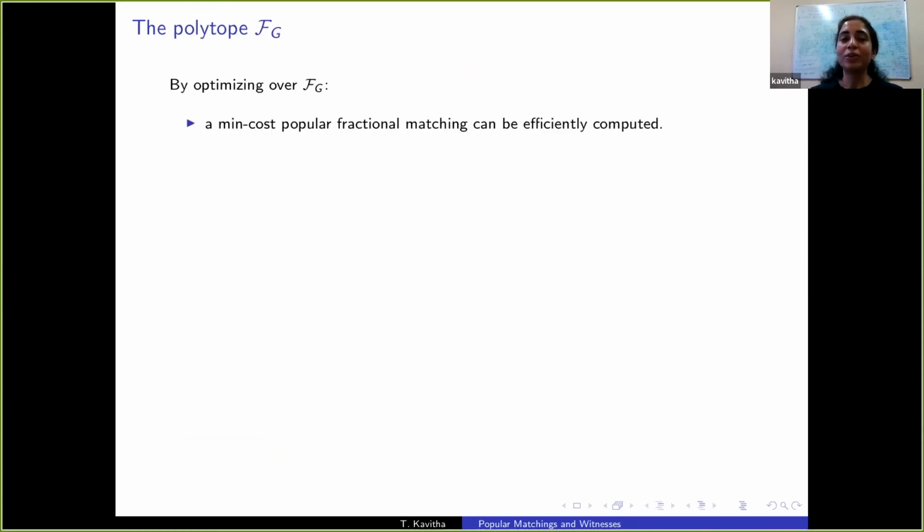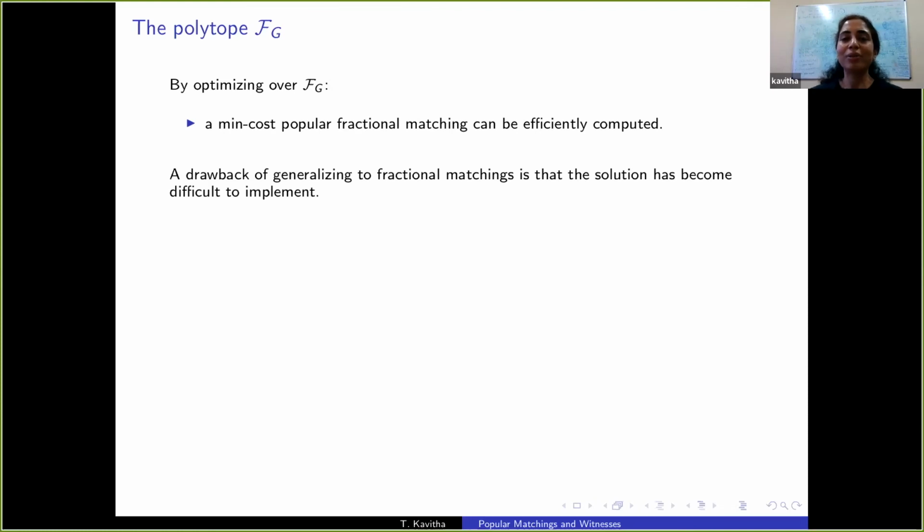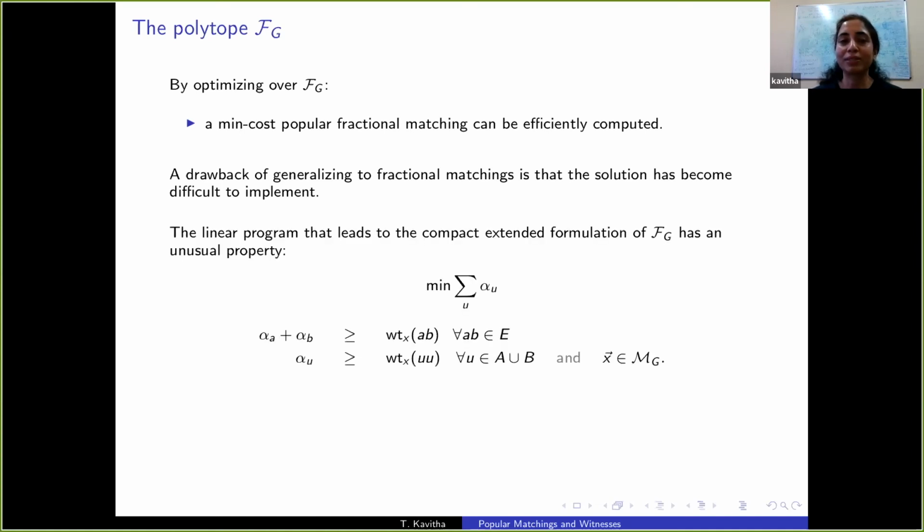So by optimizing over the popular fractional matching polytope, we can find a min cost popular fractional matching in polynomial time. However, it has become maybe difficult to implement, right? We said a student can have 2 advisors, he can have 2 half advisors. But maybe the optimal solution is going to give us solutions like 2 over 17. What does it mean to have an advisor 2 over 17 times or something? So is there a better structure to an optimal popular fractional matching?